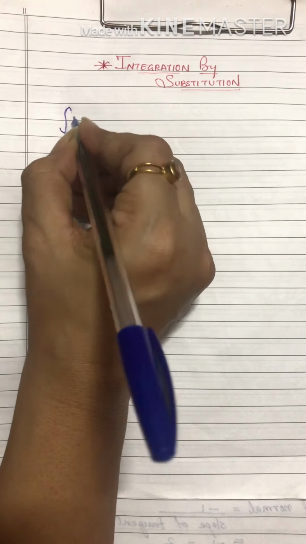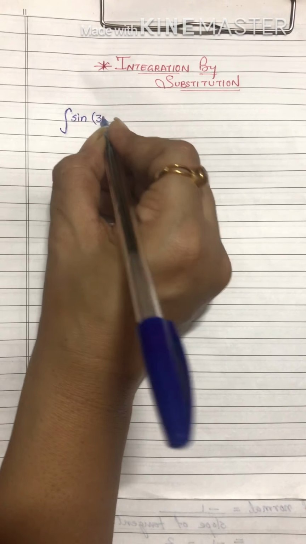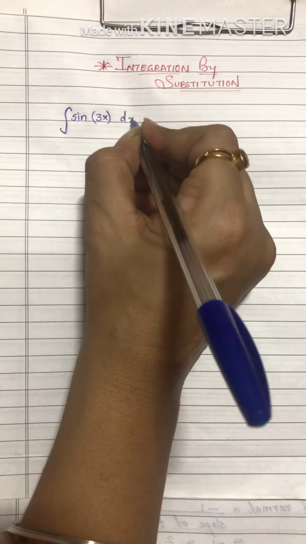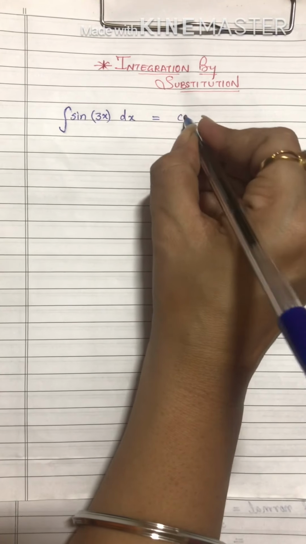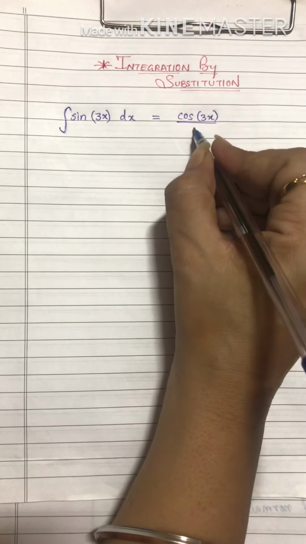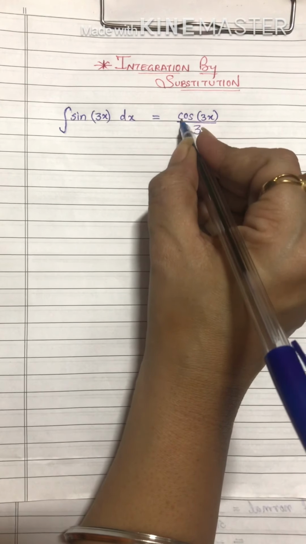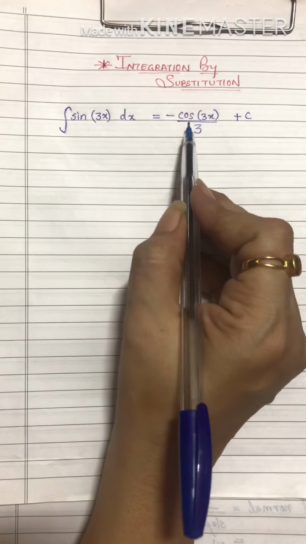These are small basic things, just revising. Let's say the question was: find the integration of sin 3x. So what we used to do: integration of sine is cos. So we get cos 3x, and then for 3x we will divide this by 3. Since the answer we have got starts with cos, it is negative, plus c. I have explained this part in my previous video, how it goes.